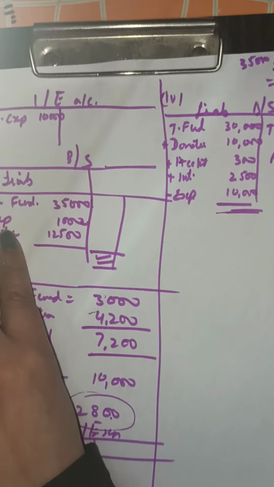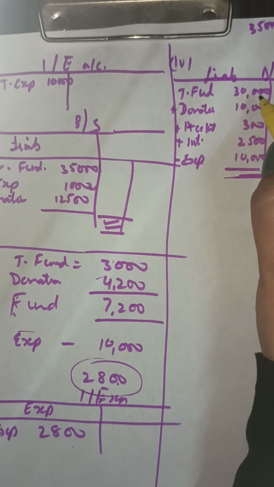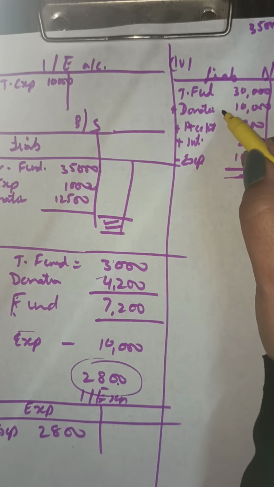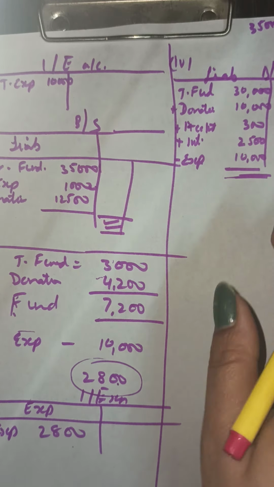On the liability side now, what will you show? The fund is always shown on the liability side. Any income to the fund, donation, the accrued interest and the interest received, the total amount of income to the fund, that will come here minus the expense, and that is how it will be shown in the balance sheet. The fund will be shown in the balance sheet. I hope it is clear.